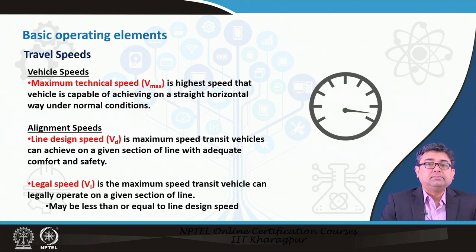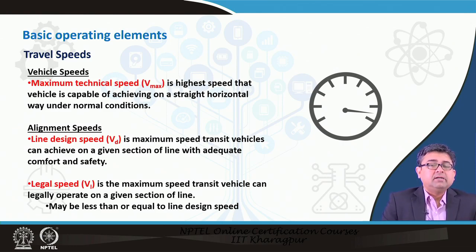You may notice that it is said on a straight horizontal way. If there are lots of curves on the road or on the transit line, the maximum technical speed may not be achieved. And under normal conditions means it is a bright sunny day, there is no rain or fog and such things. So, that is what is called the maximum technical speed, which is the vehicle speed.